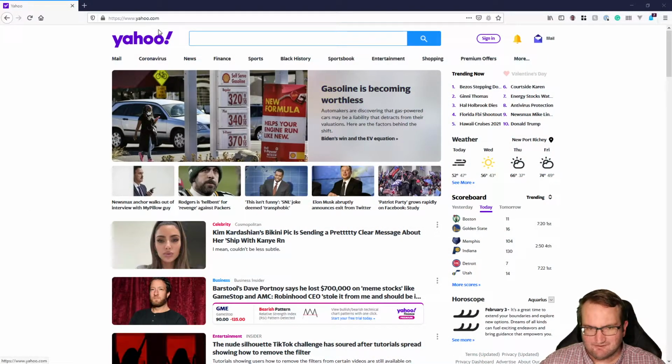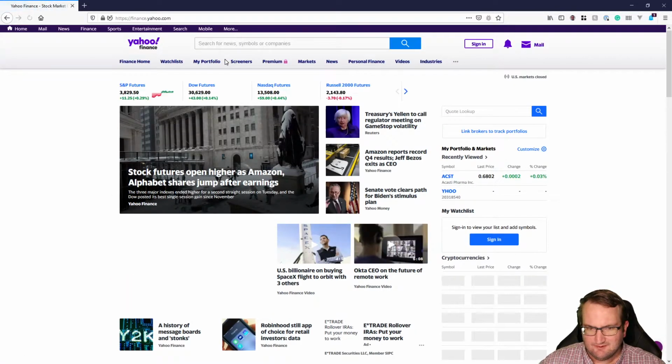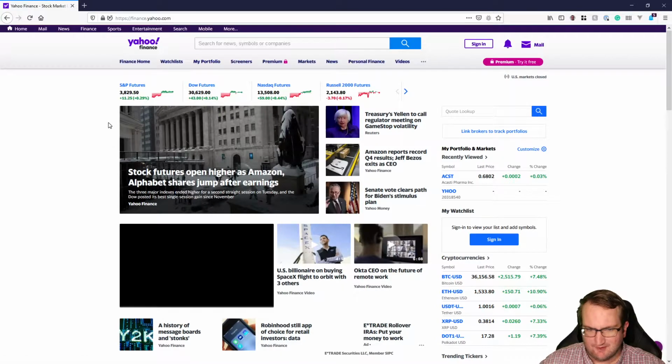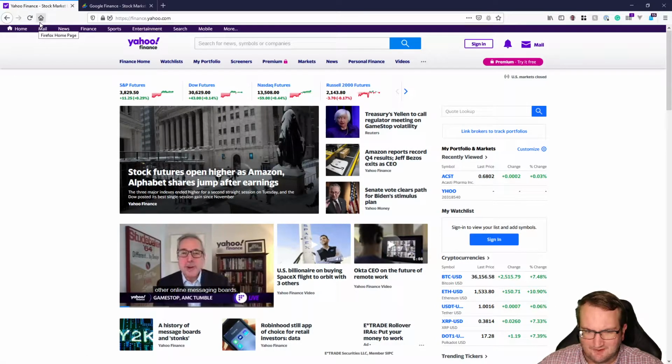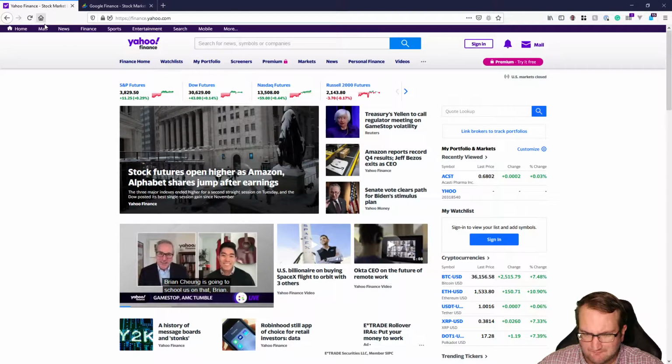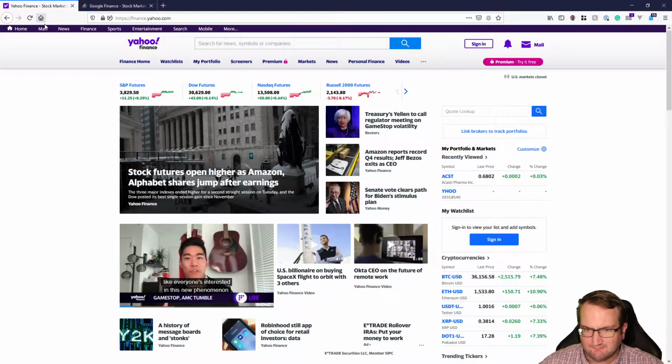So we've visited yahoo.com. We're simply going to click on finance here, and this is going to bring us to Yahoo Finance. Yahoo Finance has a free edition and a premium edition. If you're basically looking for what the stock price of something is, some basic news, maybe some basic forecasts, this is the place to go, or at least start your search.